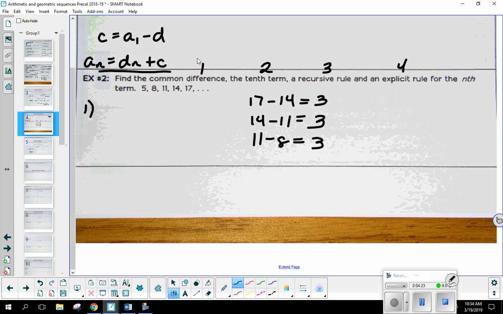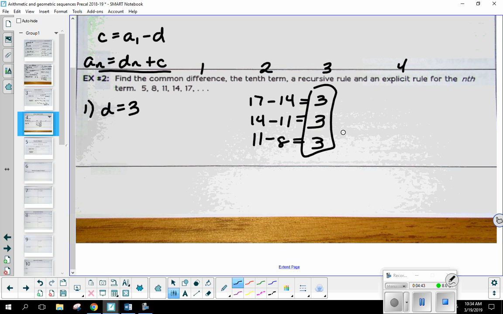You'll notice I'm getting the same difference over and over. So that's why we call it the common difference. That value that I get, that's d. So all I'm doing is just adding 3 to get to the next term. Okay. Questions on that? Easy, right?